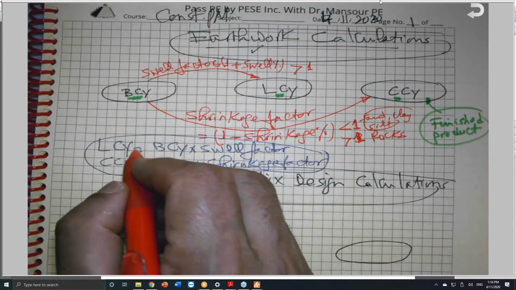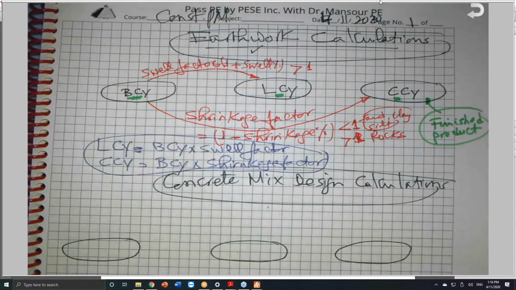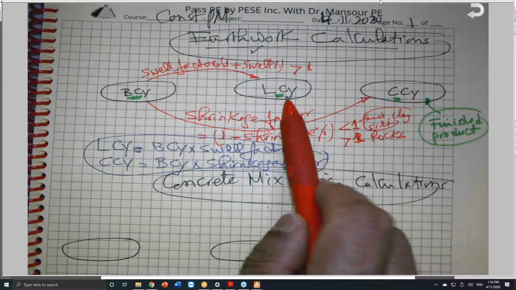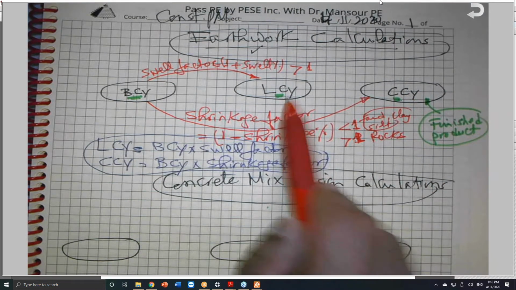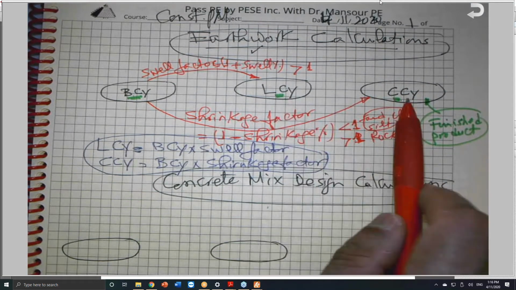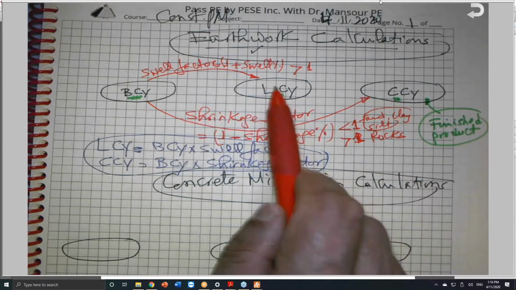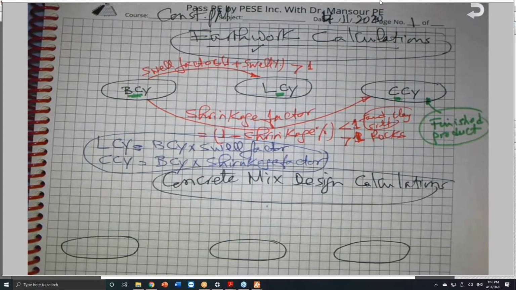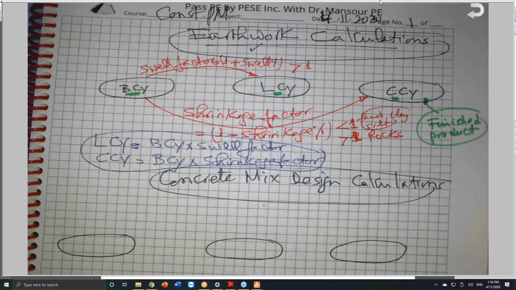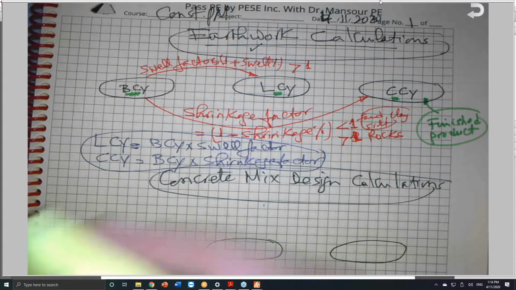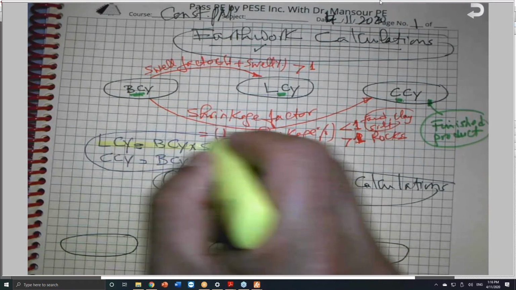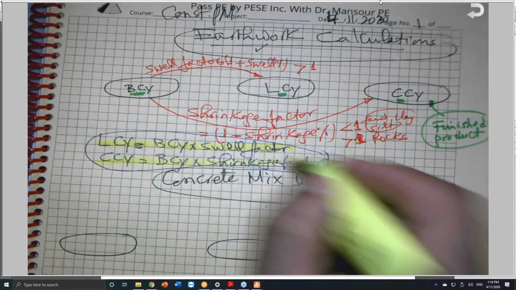But we need to know the relationship between them. There is no relationship between this and this, by the way. You cannot convert from LCY to CCY, no. You have to do this. And we're going to see this shortly in the problem we're going to solve. So two relationships, the loose cubic yard and compacted cubic yard.